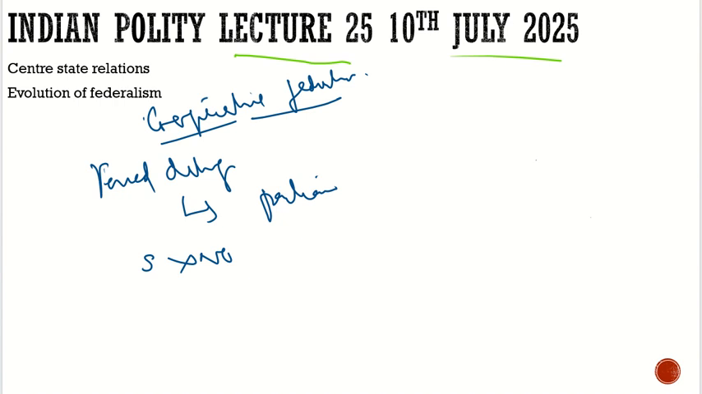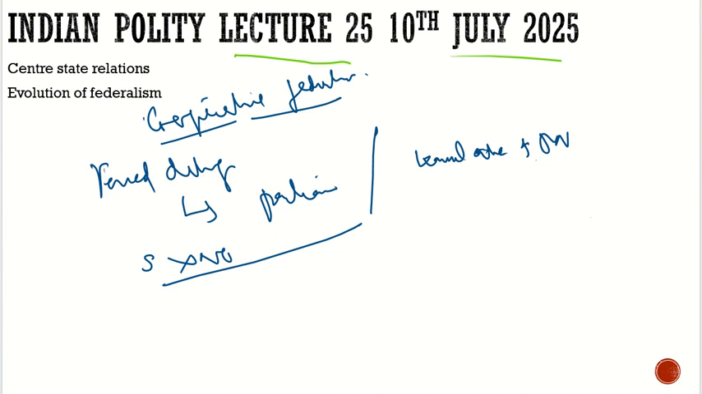So in cooperative federalism, there are various issues too. For example, there are various interstate river water disputes. There are huge disputes related to water, for example between Karnataka and Tamil Nadu. With respect to these water disputes, who is going to adjudicate the matter? Who is going to solve these issues?